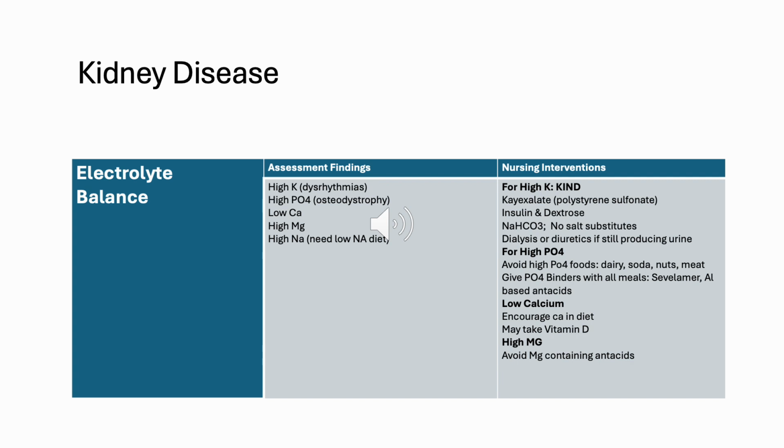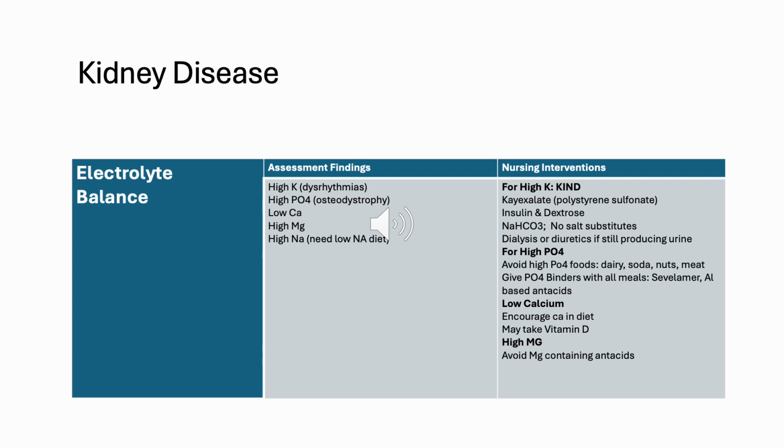For high potassium, remember the mnemonic kind. So Kayexalate can be given, which is also called polystyrene sulfonate, which was probably on your exams. And insulin and dextrose helps drive potassium into the cells. Bicarb as well. You never want to give patients with high potassium salt substitutes because they're high in potassium. And then they may need to have dialysis if they're not producing urine anymore. But if they are producing urine, they may get diuretics to help with that.